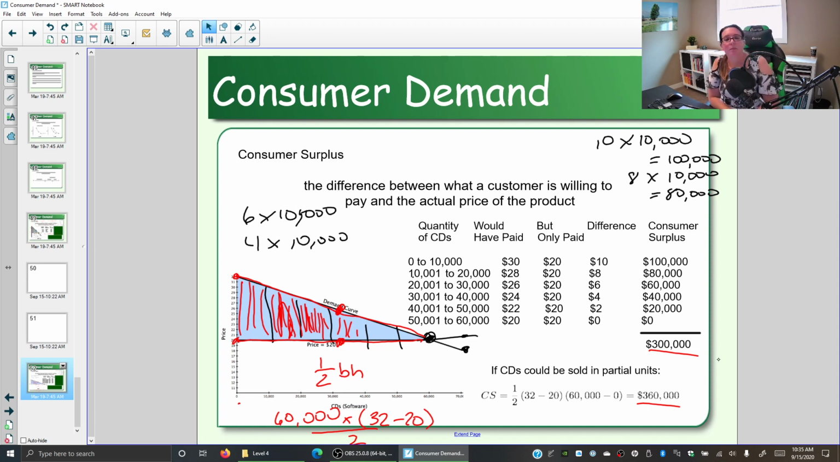Again, notice that this 360,000 is more than the 300,000, and that's the extra savings that we're getting on all of those combinations that are not the 10,000 increments. And so we got deals there because there's a difference between what we're willing to pay and what we actually paid. So we essentially saved money and got a deal. There's value in that to us.